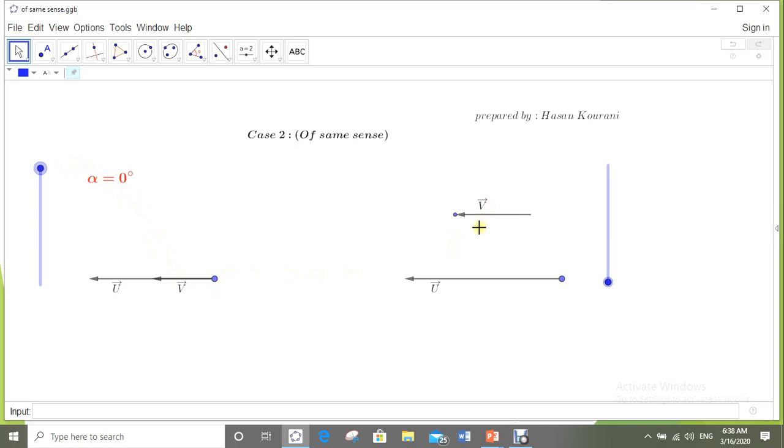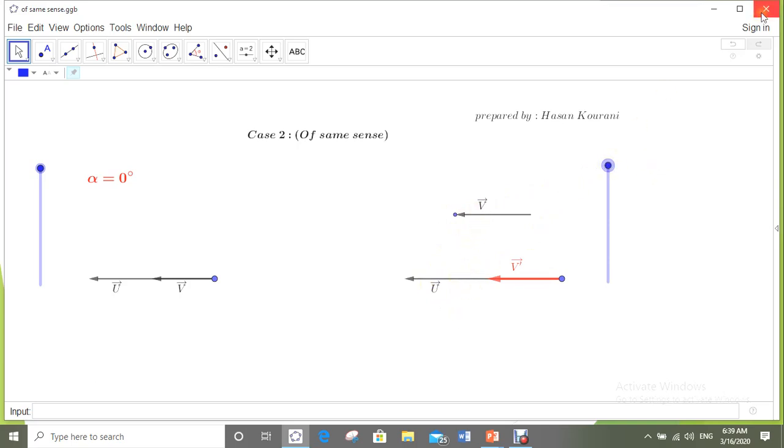Sometimes they are positioned away from each other, but still they have the same sense. Even in this case, we can understand that the geometric angle between them is 0, and for this reason, as you see, we may translate v and put it at the origin of u, and we get the same previous case. So the geometric angle between v and u, even if they are apart from each other, is still 0 if they have the same sense.